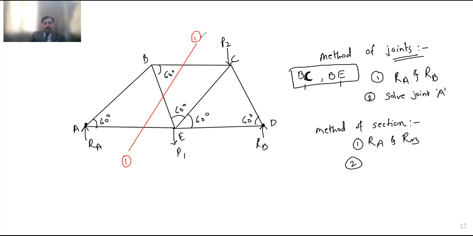Now I am passing this section line in such a way that it is cutting the members in which we want the forces. That is, the member BC is cut by the section line 1-1. Member BE is also cut by the section line 1-1. And this member AE is also cut. We don't require the force in member AE. Still, it is coming in the way, so it is also getting cut. While passing the section line, care should be taken that a maximum of 3 members should be cut by the section.